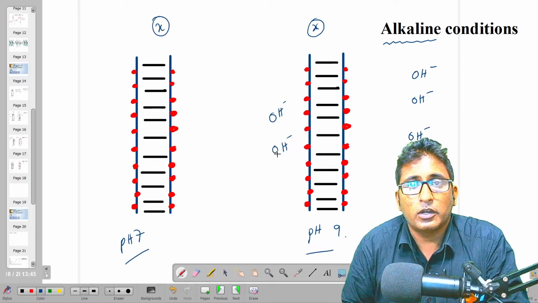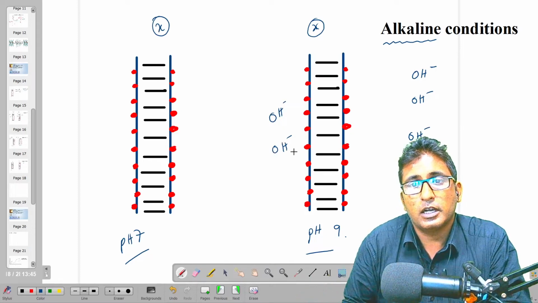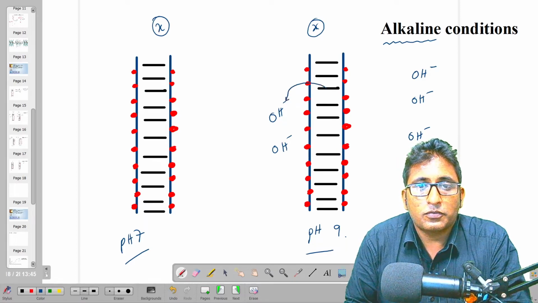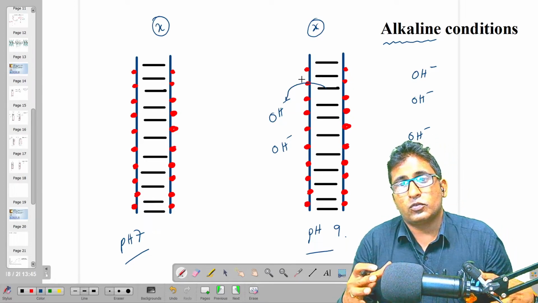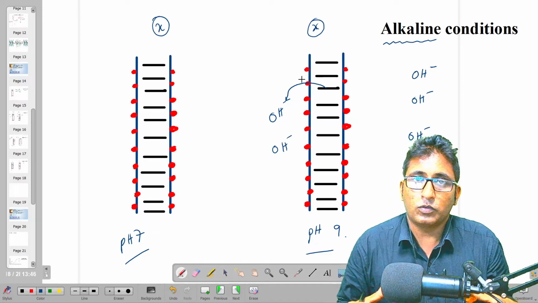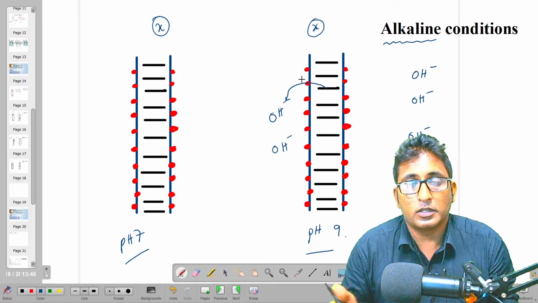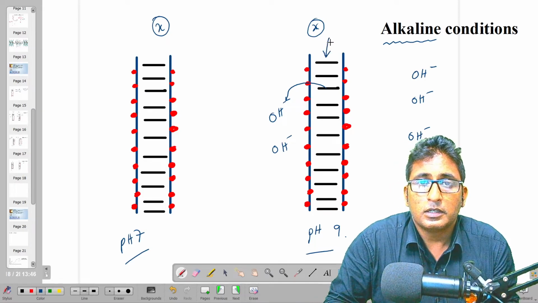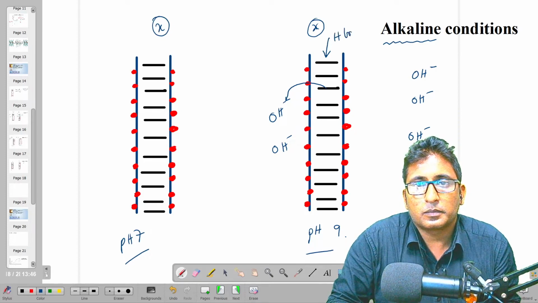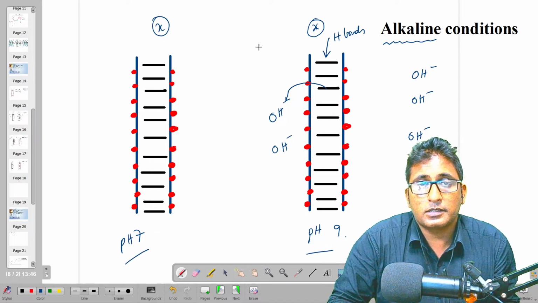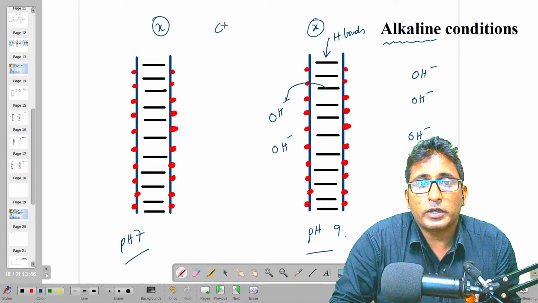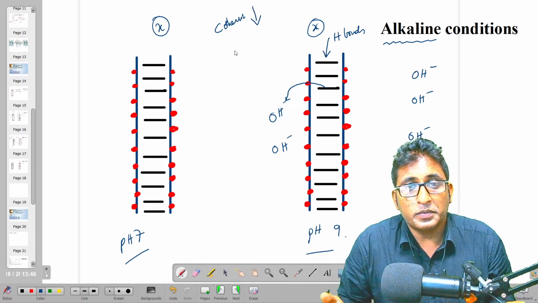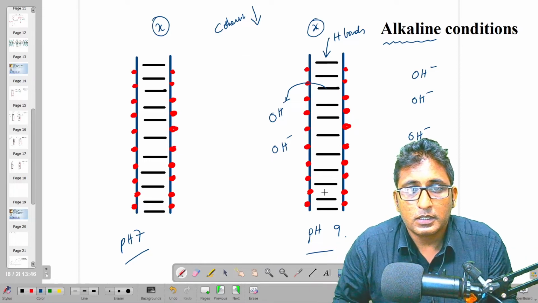What these OH minus ions can do is take away hydrogen ions from the nitrogenous bases, because of which the nitrogenous bases would be in a different form and would fail to form hydrogen bonds with other nitrogenous bases. That means we are essentially disrupting the hydrogen bonds, so we are reducing the cohesive forces. With repulsion assumed to be the same, we would expect denaturation to occur here.